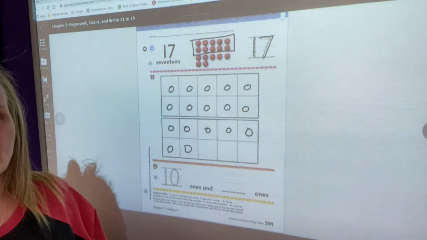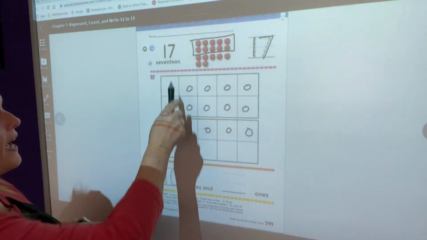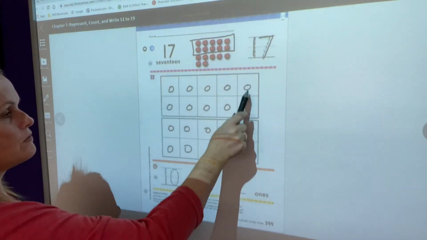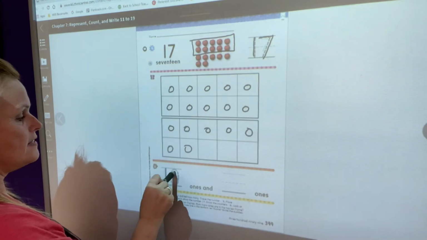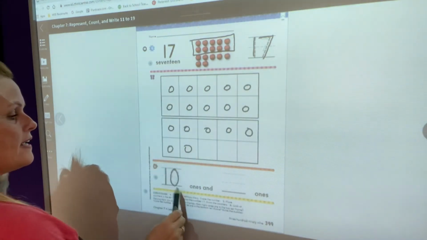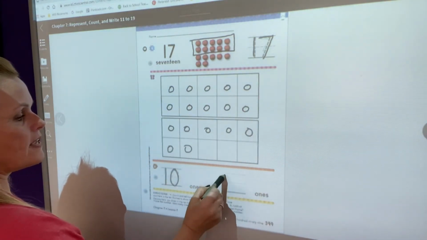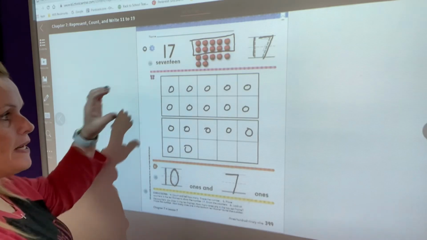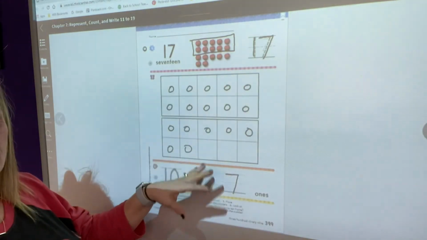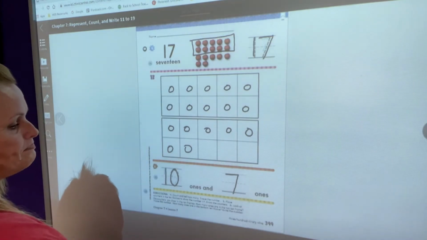Okay? So when we look, we're going to break it into two groups here. We have how many counters here? There are 10. So 17 is made up of 10 ones. And how many more ones here? 7. 17 is made up of 10 ones and 7 ones. And we can put them together to make 17.